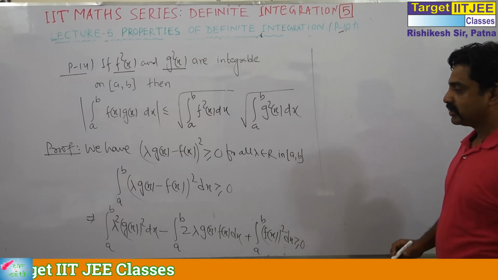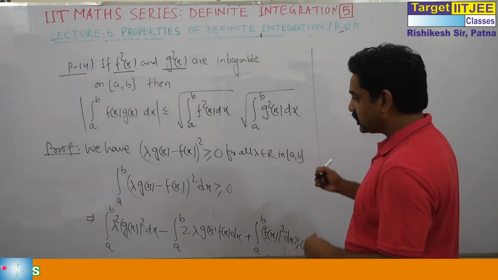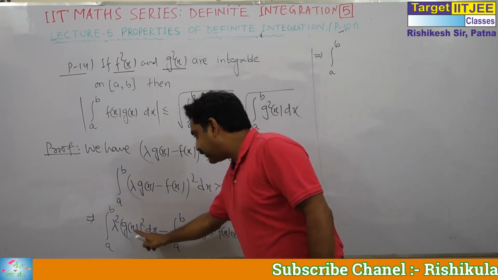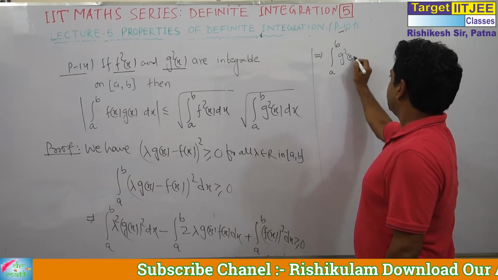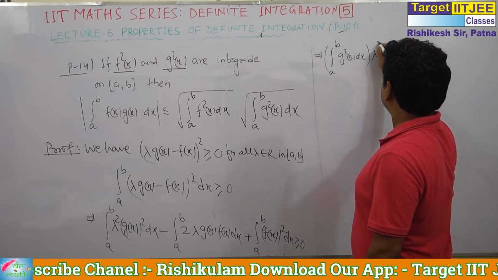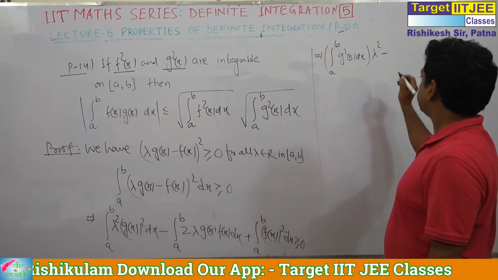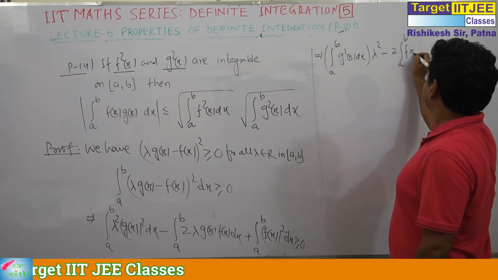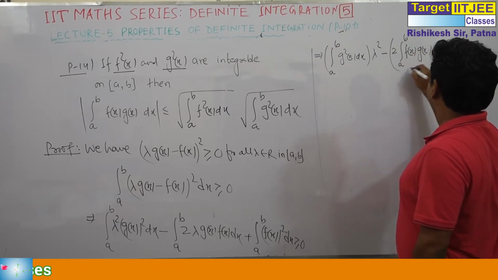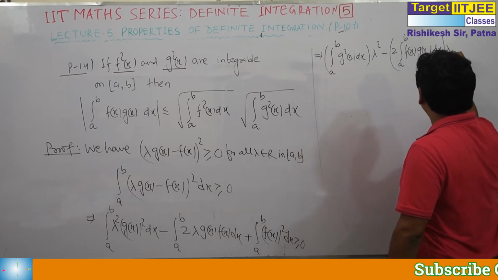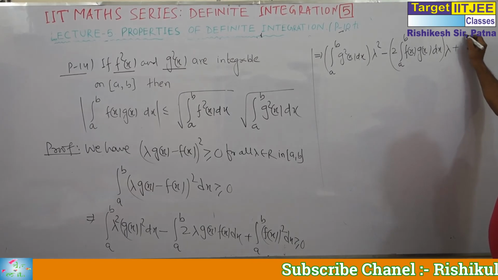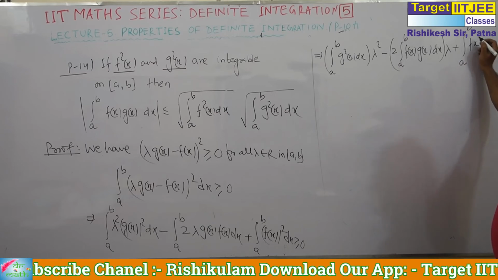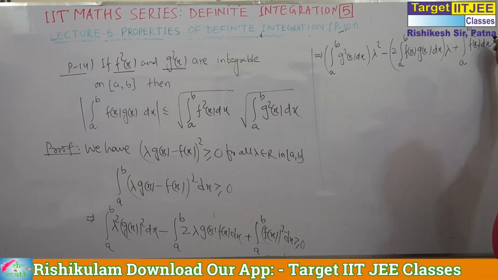Actually, this is a quadratic equation in lambda. We write the whole expression as follows. This is the integral from a to b of g square x dx, times lambda square. We can take this 2 common: 2 times the integral from a to b of fx gx dx, let me write it first, times lambda, plus the integral from a to b of f square x dx, greater than or equal to 0.